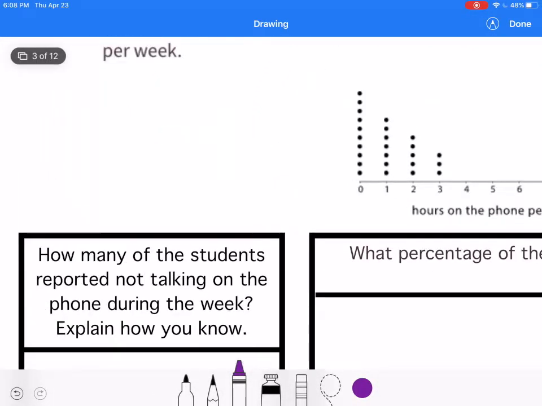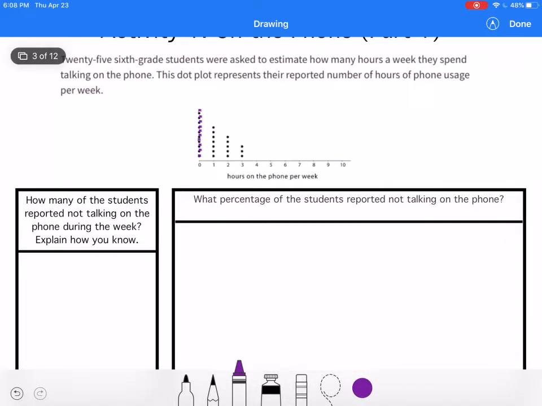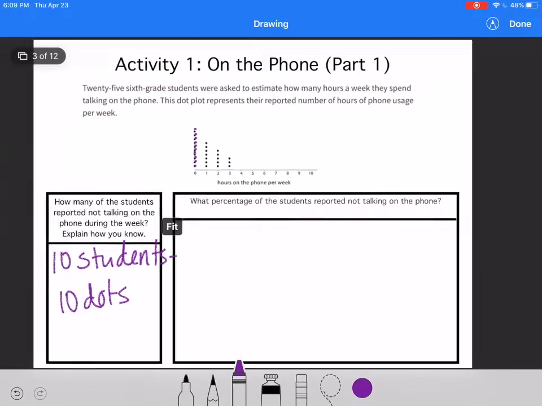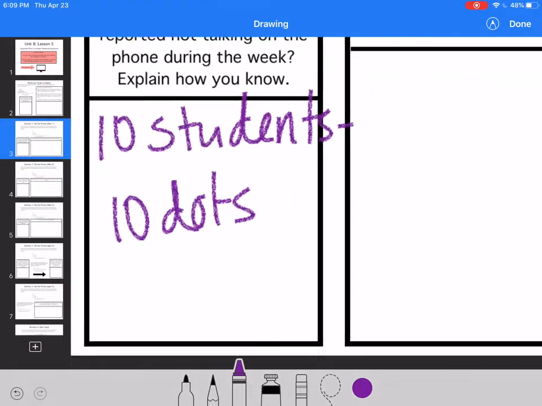So the way I would figure that out is because they're at 0 and I would count the dots. So 1, 2, 3, 4, 5, 6, 7, 8, 9, 10. So the first part is how many students? 10 students. And how do I know? 10 dots on 0 hours.